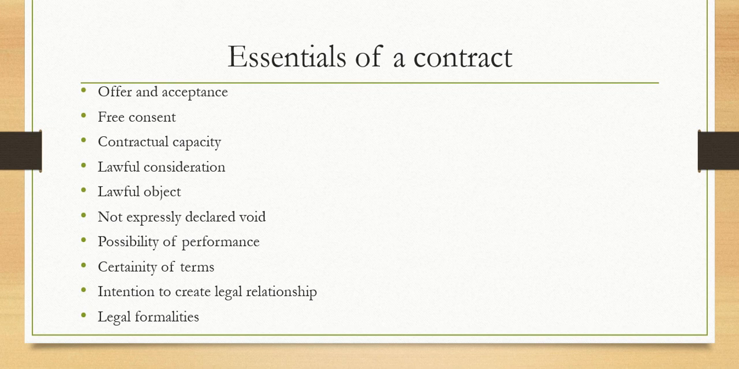The next one is certainty of terms. The terms of the agreement must be very, very certain. Uncertain terms make the agreement unenforceable. The terms and conditions put in the contract must be very certain. The next one, intention to create legal relationship. When two parties enter into an agreement, their intention must always be to create a legal relationship. In the absence of such an intention, the agreement cannot be enforced by law. It will become a social contract or social obligation.